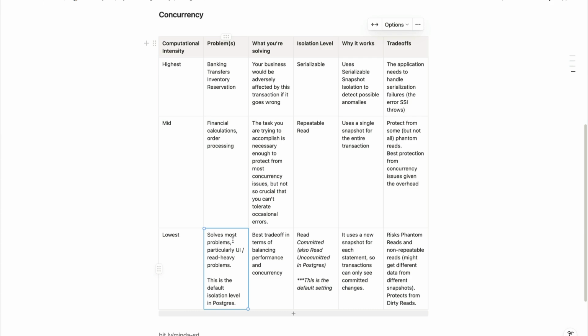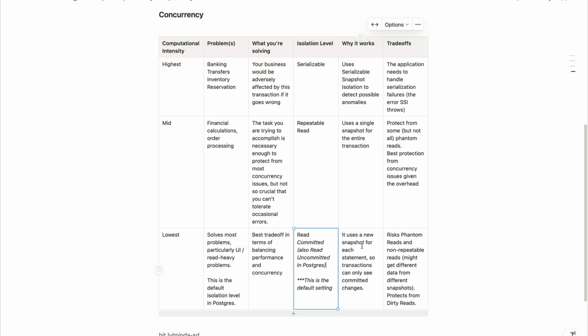Let's say you're dealing with most problems, right? Like showing something on a UI, a heavy read problem. This is where the default level in Postgres is totally fine, and it gives the best trade-off in terms of balancing performance and concurrency. So it's called read committed. Now in the SQL specification, they'll also talk about four levels, which includes read uncommitted, but that's really implemented as read committed in Postgres, so you can collapse those into the same thing.